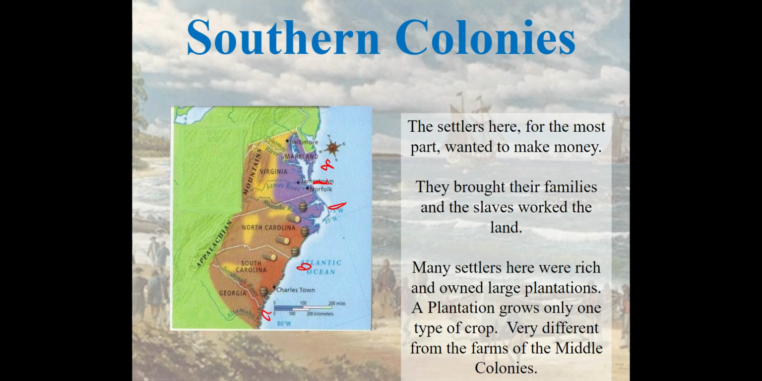Southern colonies. The settlers here, for the most part, wanted to make money. They brought their families, and the slaves worked the land. Many settlers here were rich and owned large plantations. A plantation grows only one type of crop, very different from the farms of the Middle Colonies.